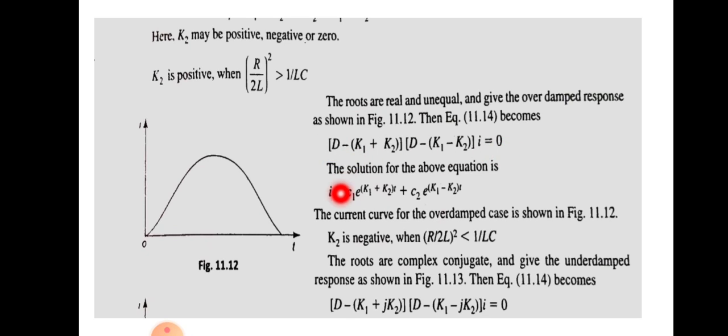And the solution will be in the form of I equal to, we know that D is d by dt, so I will be equal to c1 into e raised to (k1 plus k2) t plus c2 into e raised to (k1 minus k2) t. So this is an important quantity. This is the solution of this type of equation. So when the roots are real and unequal, and you give a DC voltage, then at the output the voltage will appear like this. That means the response will be over damped.